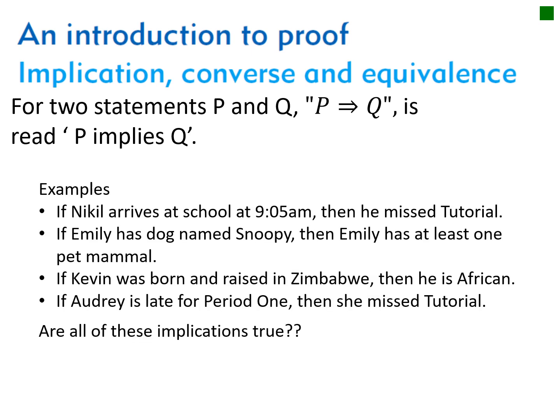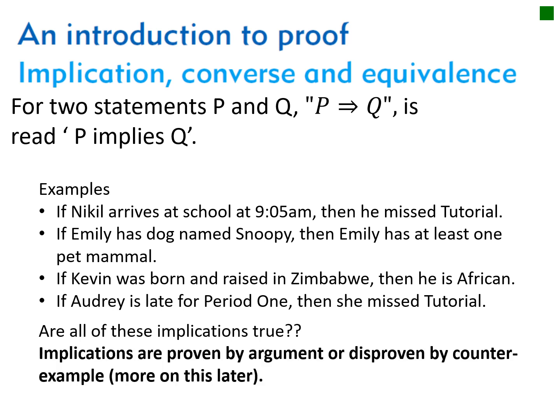All right, here are some statements in English. If Nikhil arrives at school at 9:05, then he missed tutorial. If Emily has a dog named Snoopy, then Emily has at least one pet mammal. If Kevin was born and raised in Zimbabwe, then he is African. If Audrey is late for period 1, then she missed tutorial. Now these are all statements of implication, if-then statements. Now, are all of them true?